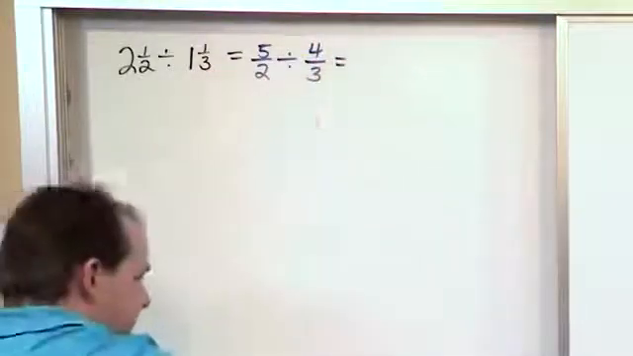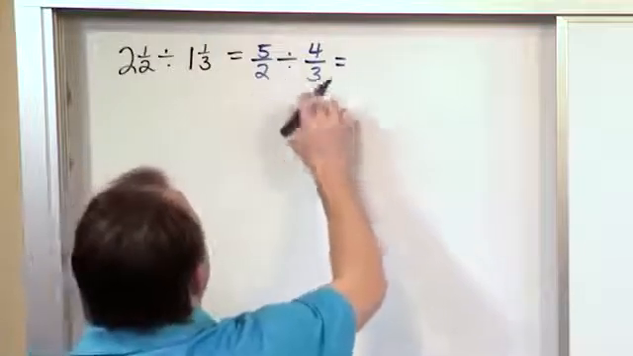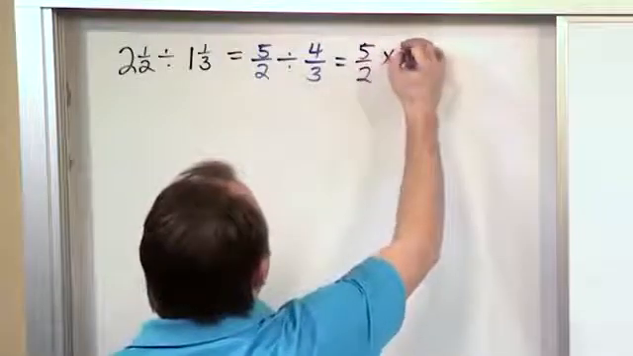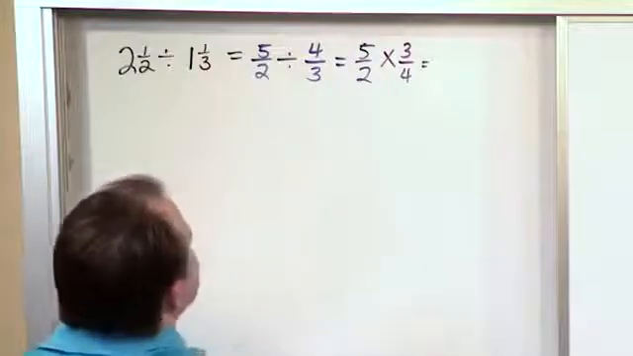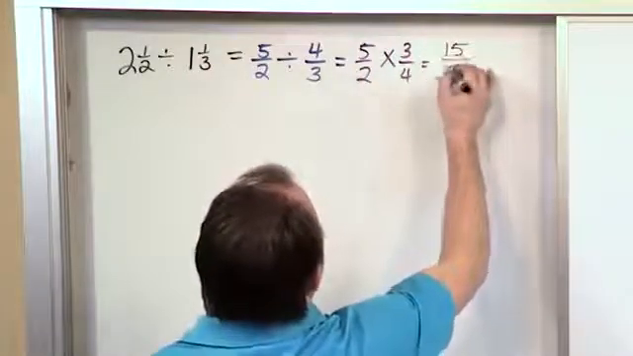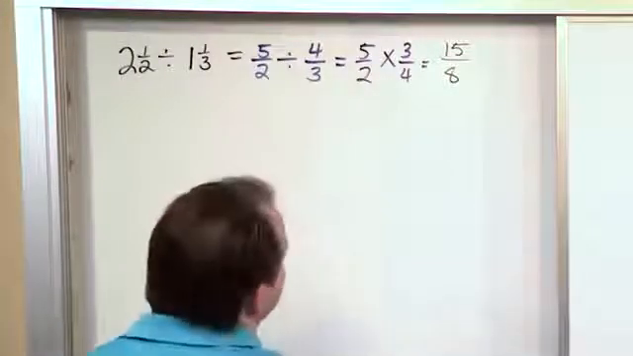So what we have then is a situation where we have division of fractions. So we have the 5/2 as usual, and we change it to multiplication, and we flip this over to 3/4. And now that we have it into this form, we can multiply. 5 times 3 is 15, 2 times 4 is 8. So we get 15/8. And that is basically the answer, but it's improper.